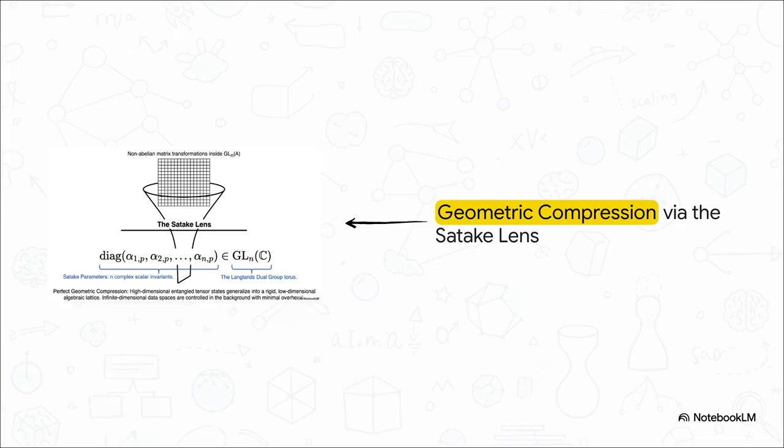Look at that dense grid passing through the funnel. The incredibly complex transformations inside the infinite-dimensional Adel space are heavily compressed, emerging at the bottom as clean, manageable scalar invariants. Essentially, infinite-dimensional data spaces are controlled in the background with minimal overhead. It's just perfect geometric compression.